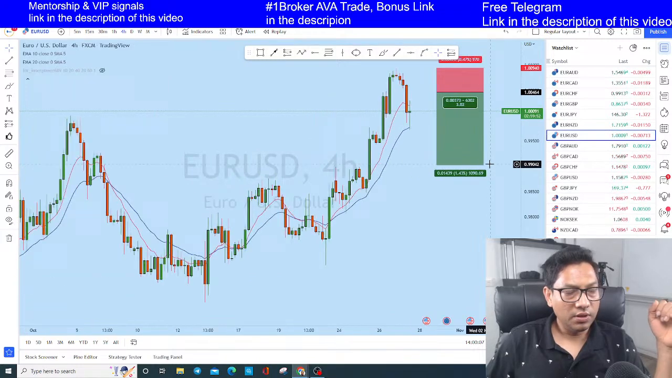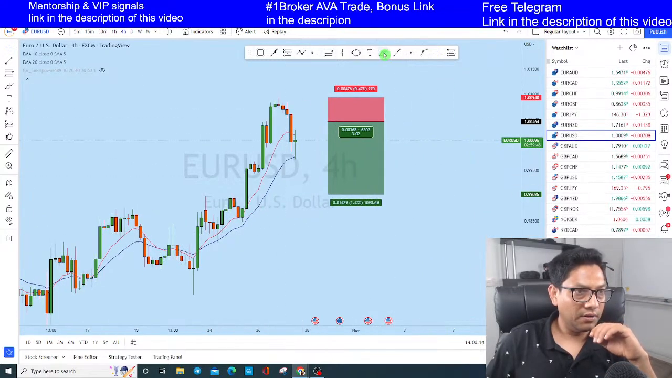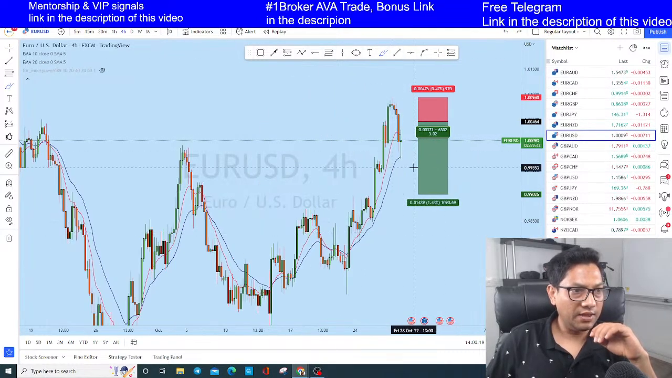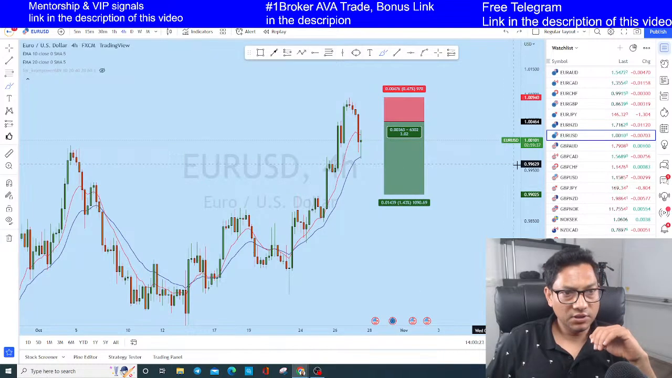Okay, so yeah, always keep in mind that trading is all about probability. Anything can happen. Let's say EURUSD can have another spike to the upside and then start to reverse, it may do anything.